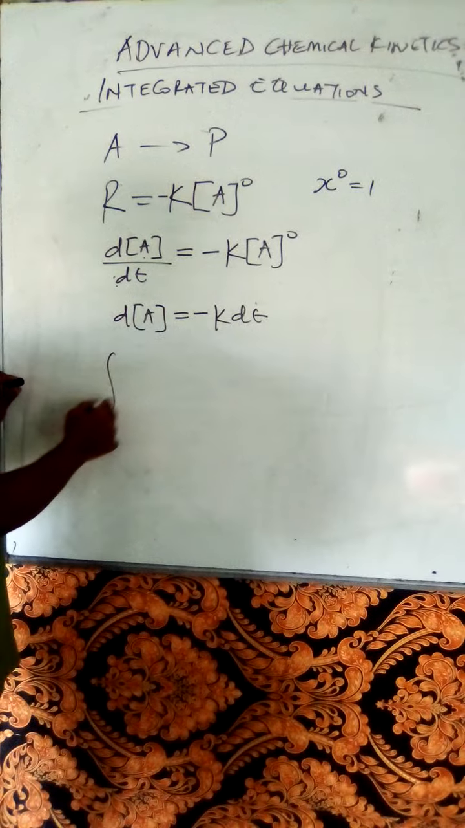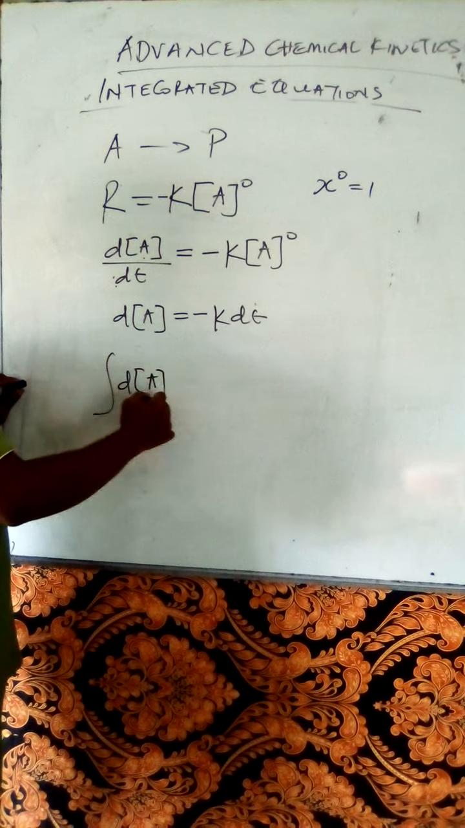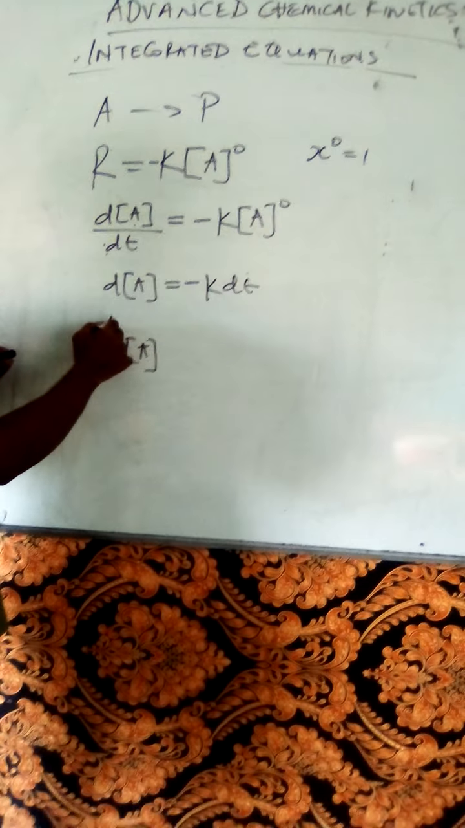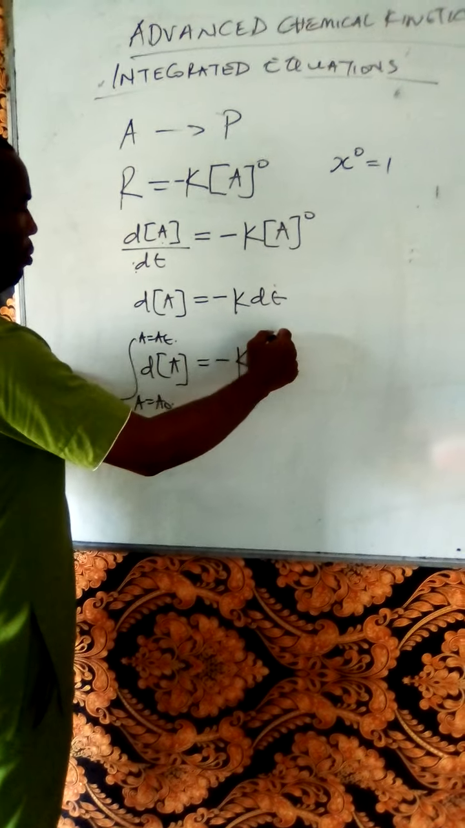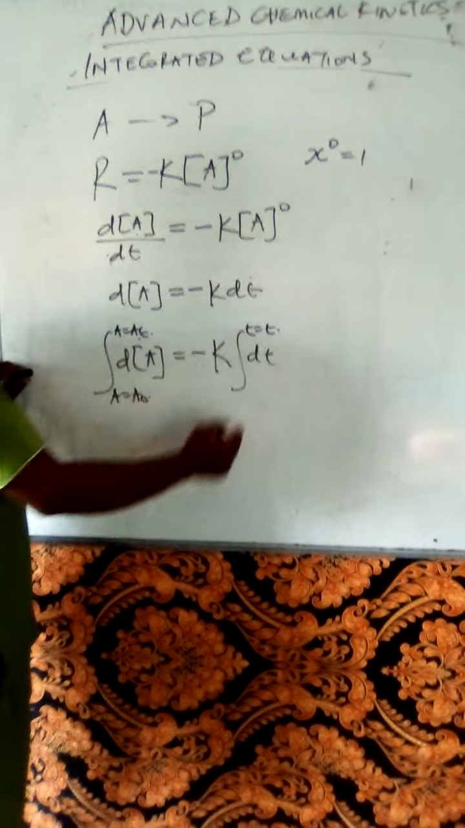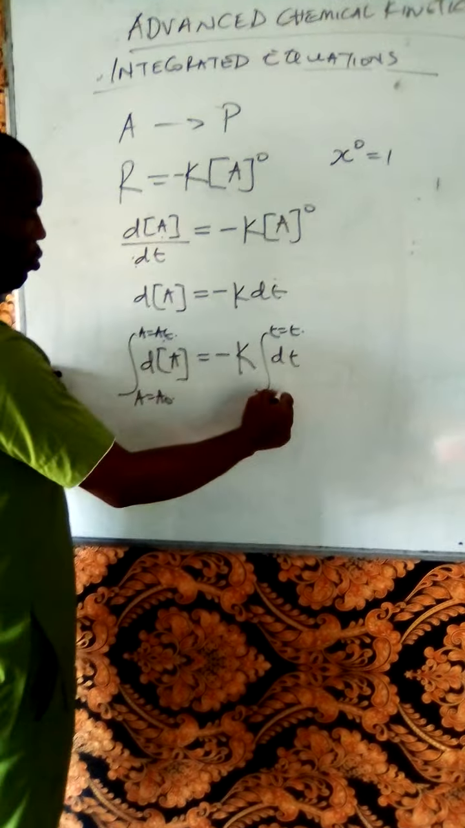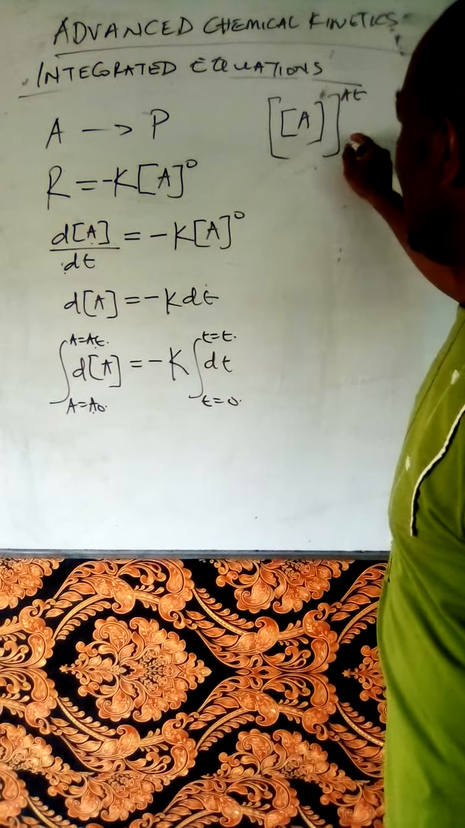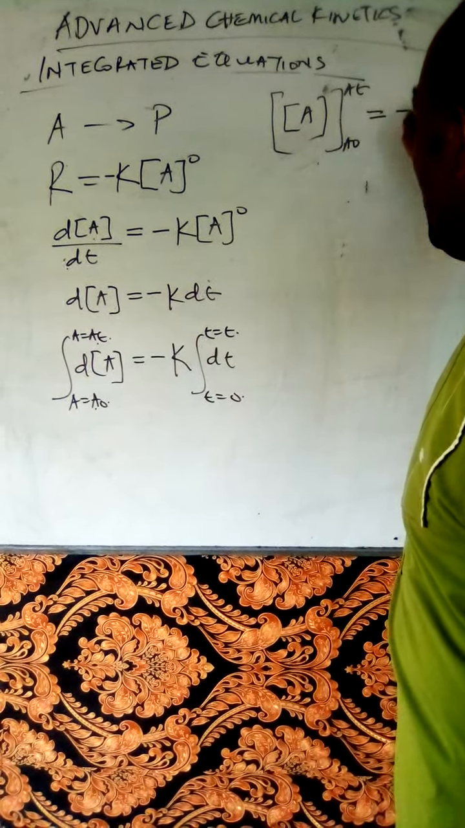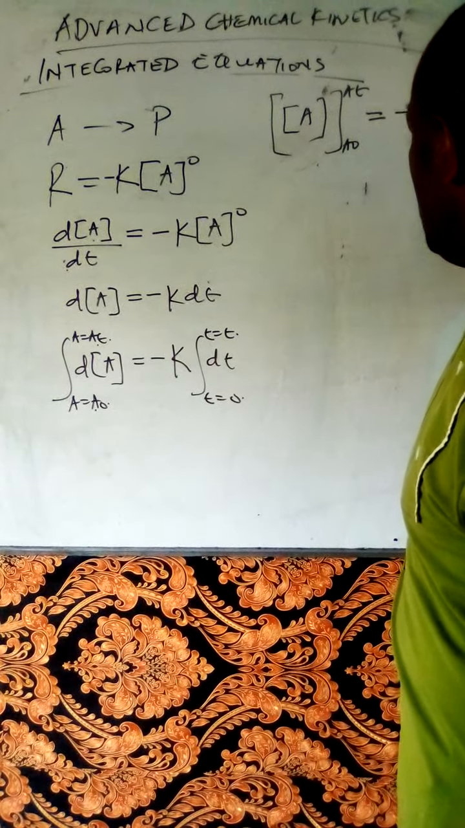We now have the integral of dA, taking the concentration of A as At at time t, and A0 at time 0, equal to minus k integrating dt, taking time to be equal to t, which corresponds to the concentration At, and taking time to be equal to 0, which corresponds to the concentration A0. If I integrate this, I'll now have the boundary At and A0 equal to minus k then t, that is it.